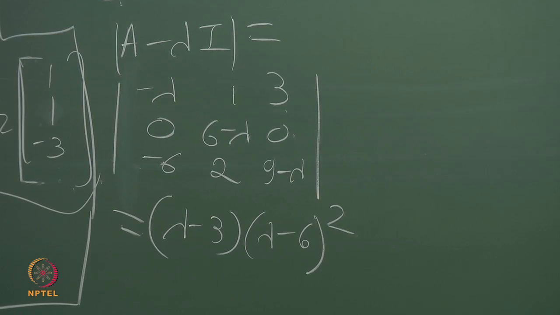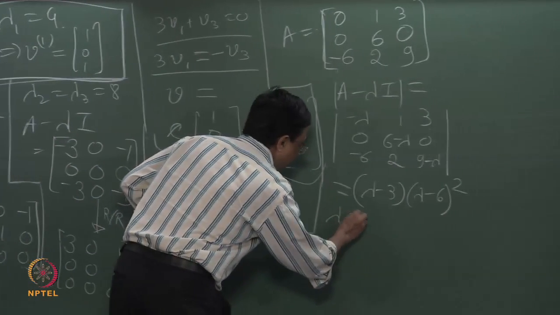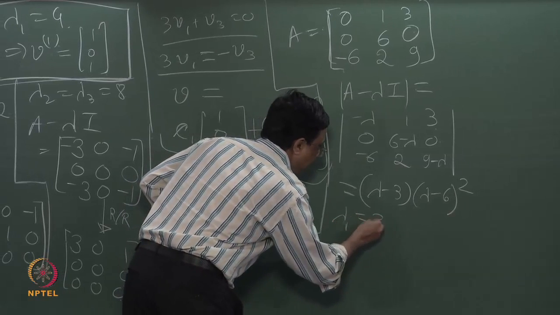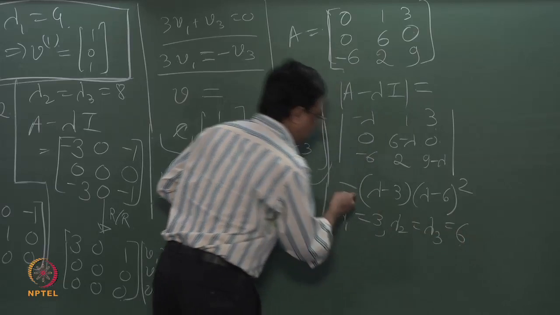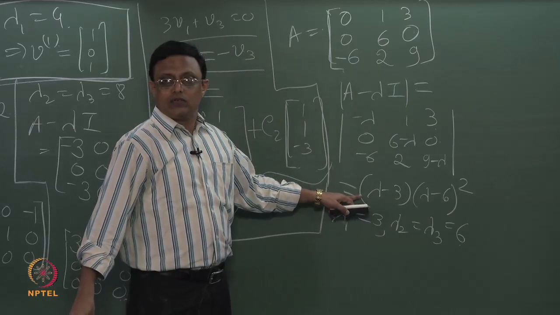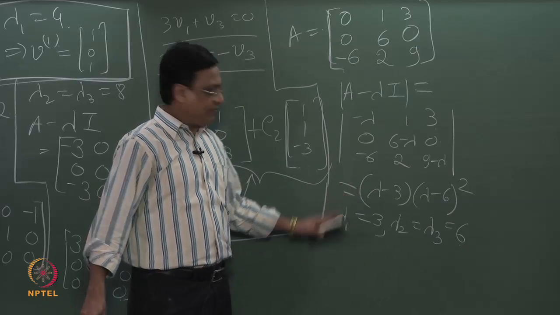Okay, again you have a multiplicity of 2 in one particular case. We will start with this. So this will give you lambda 1 equals 3, lambda 2 equals lambda 3 equals 6. Is there a minus sign here? No, it does not matter actually. Get this? There is no minus sign here. Fine. Okay.